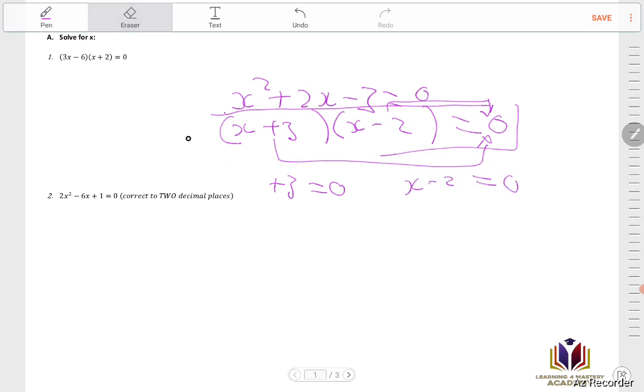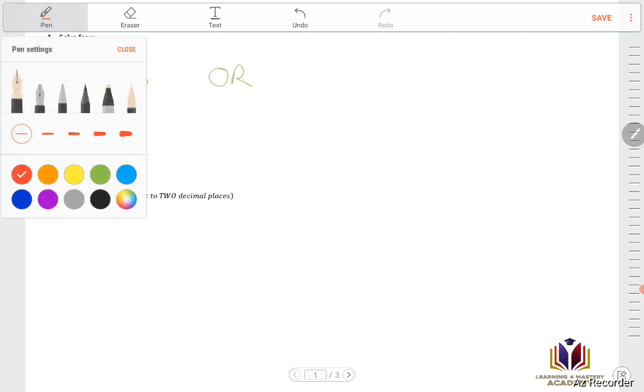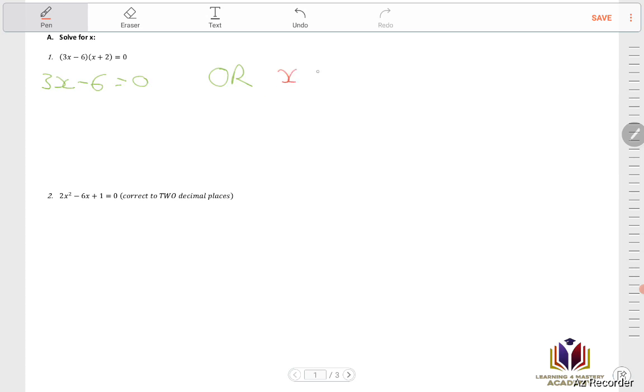Now, coming back to the question that we are provided with, we're going to do essentially the same thing, right? We're going to equate the first bracket, 3x minus 6, to 0. Then we copy the second one, x plus 2, and also equate it to 0, okay? Then from here, you have 2 linear equations. What do you do with them? You work them out.